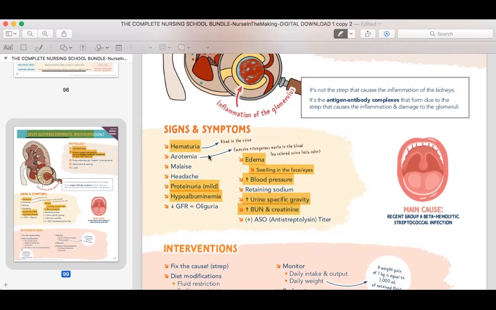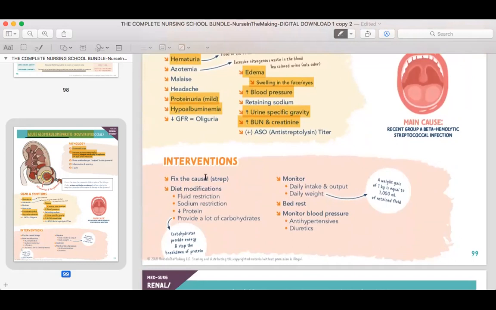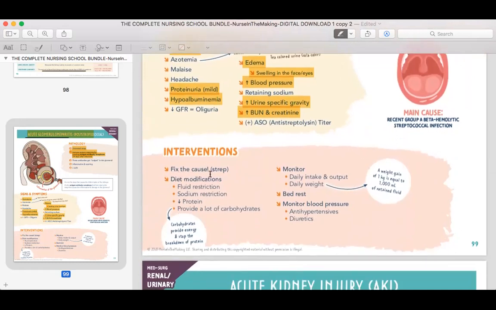So the ones that are highlighted are important to know for ATI. Interventions: because it's strep, which is bacterial, you give them, I believe, antibiotics.